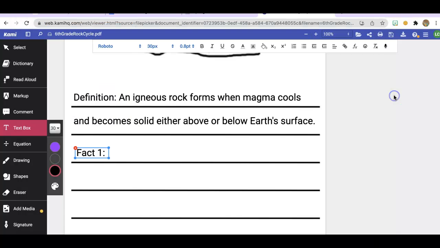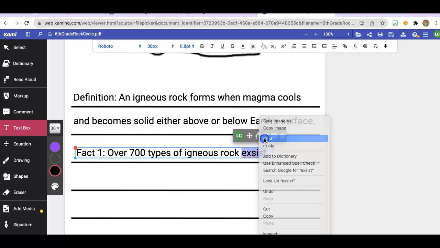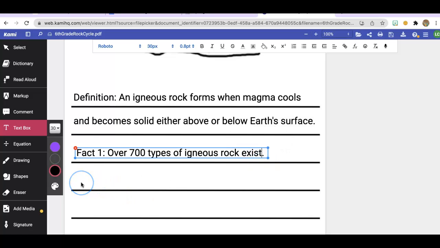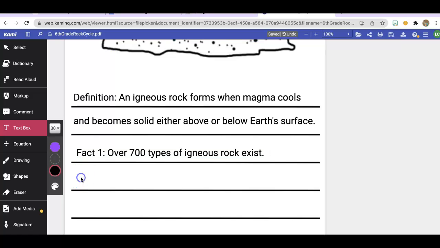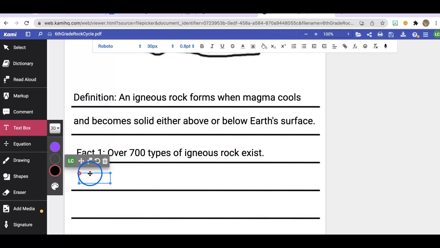Let's write that down. Over 700 types of igneous rock exist. Okay? So hit pause if you need to and write that down. The next thing will be fact 2. So you guessed it, I'm going to write fact 2.